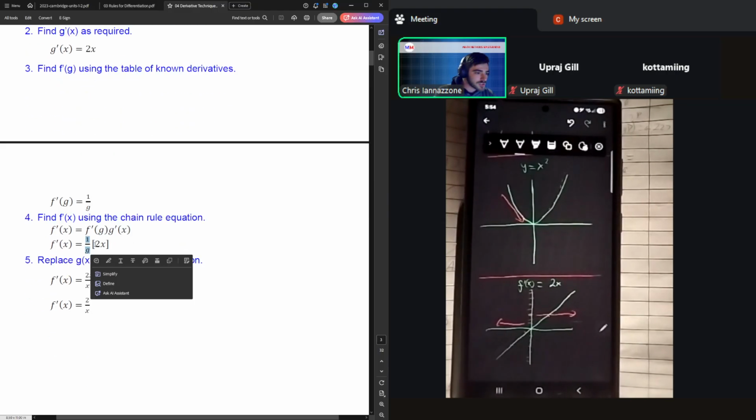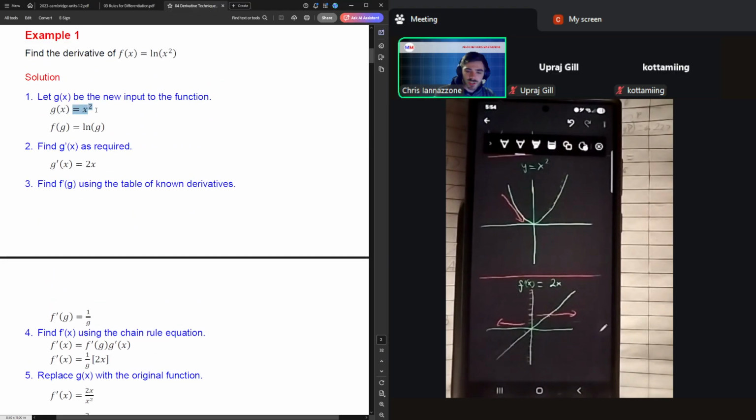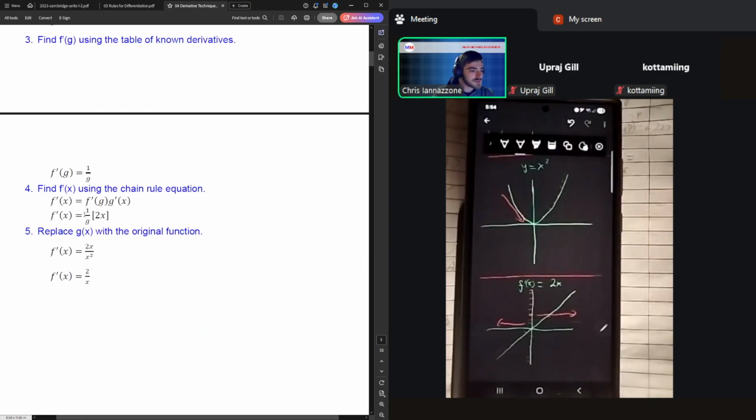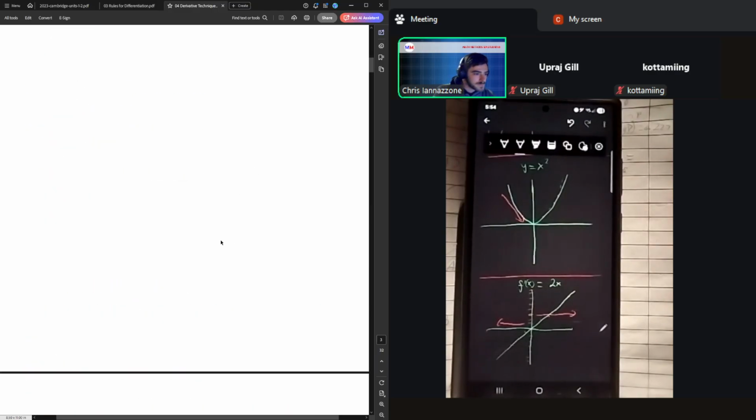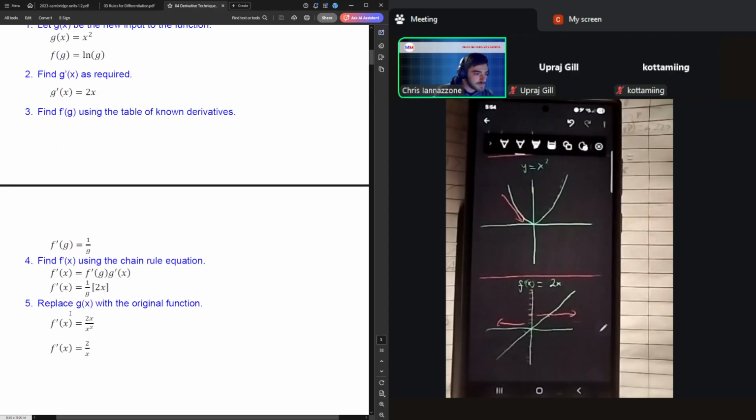So we have 1 over g times 2x. And all we're going to do is put back what g actually was, because we want to have everything purely in terms of x at the end. So instead of having 1 over g, we now have 1 over x squared multiplied by 2x. That's pretty much it. And then you just simplify.